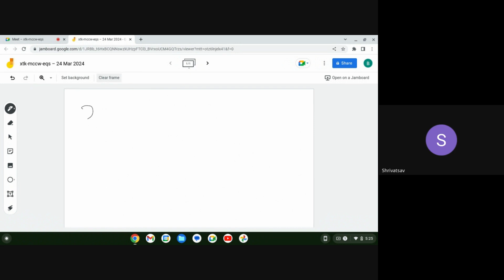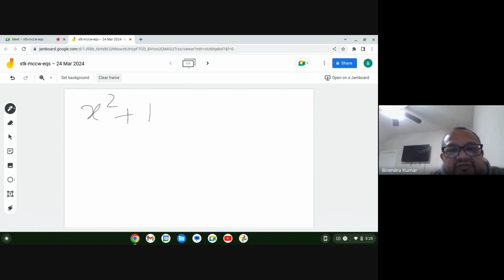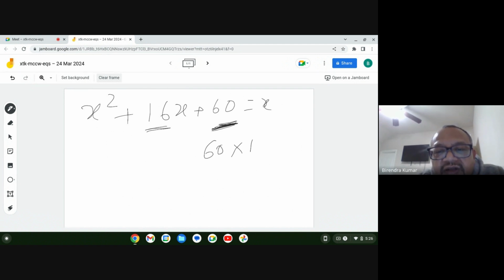Then what can you do? The second option you have is this. Look at this value and look at this one. What you do is pick up 60 and find out the factors for it. 60 can be written as 60 into 1. It can be written as 30 into 2. It can be written as 15 into 4. It can be written as 20 into 3. It can be written as 10 into 6.